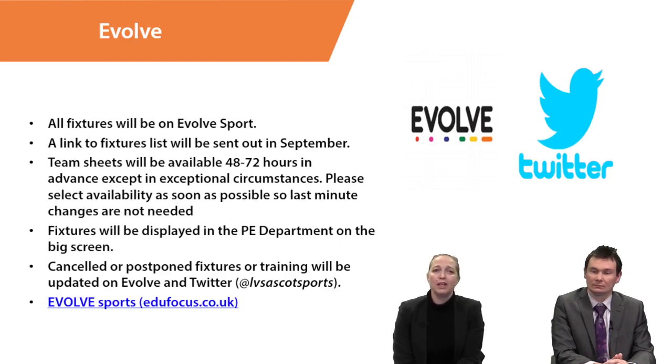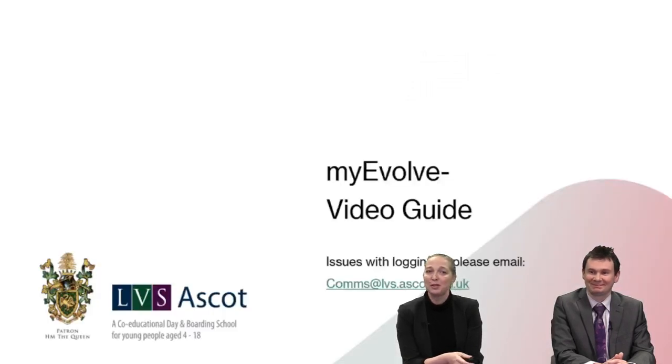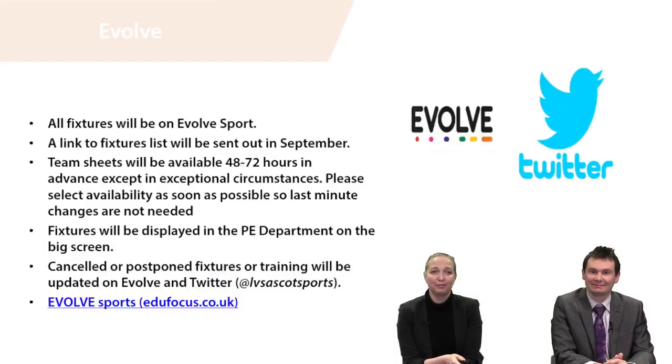And that's why people then end up receiving something with very short notice. Fixtures will be displayed in the PE department on the big screen so children can see it there as well. And any cancelled or postponed fixtures or training will be updated on Evolve and Twitter. And then the link at the bottom of that list is to the fixtures calendar. We can now watch a lovely little video by Mr. McNaughton again about how to go through Evolve.